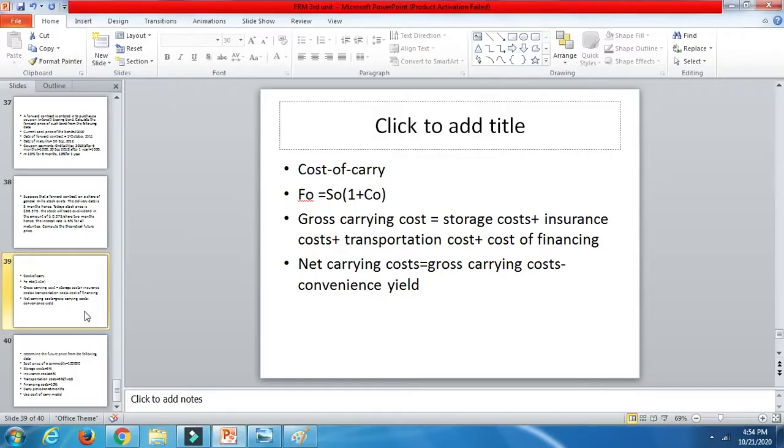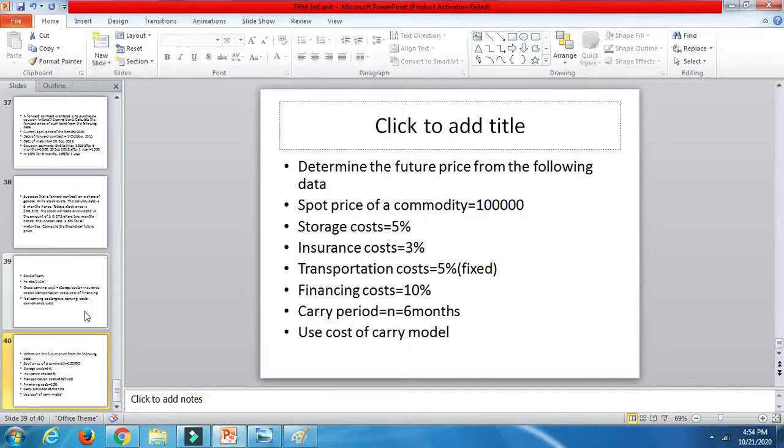Convenience yield is nothing but the benefit that arises from the ownership of an asset during the life of the future contract. So it's the benefit that arises when you have ownership of an asset during the life of a future contract. So let's do one problem on this. I'll be explaining the process to you.